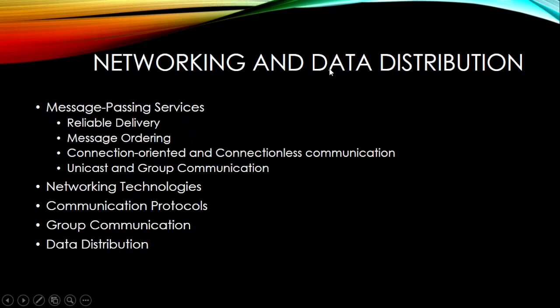Networking and data distribution. This is usually applicable to distributed computing simulations. So there are message passing services. There is reliable delivery, where a service guarantees that each message will be received at a specified destination. Message ordering guarantees that successive messages arrive in the order they were sent. You also have connection-oriented versus connectionless communication, and unicast and group communication, with DIS and NPSNET as examples of unicast and group communication.